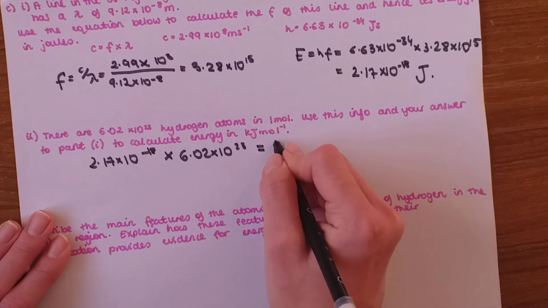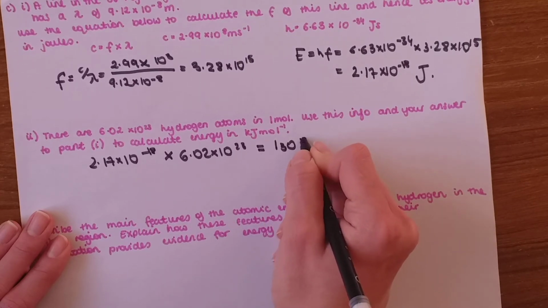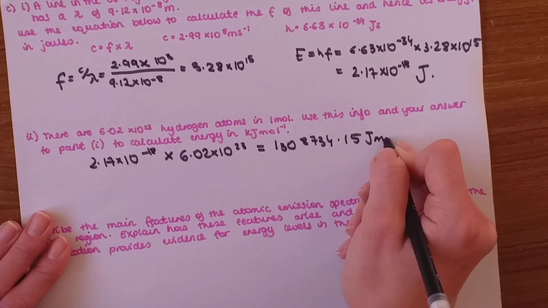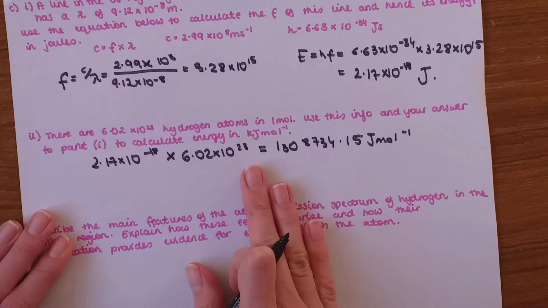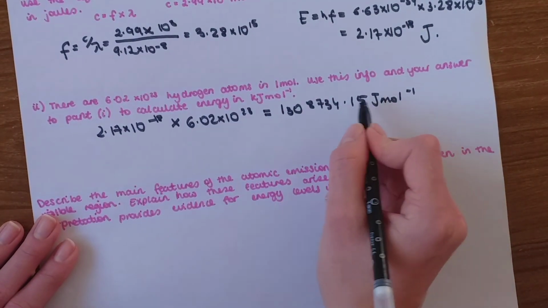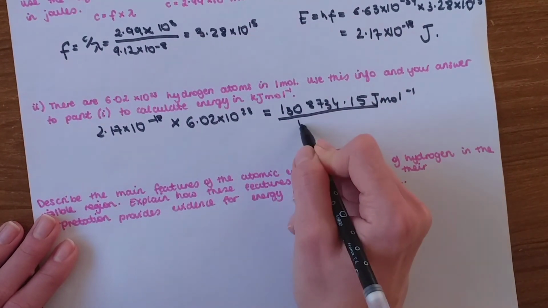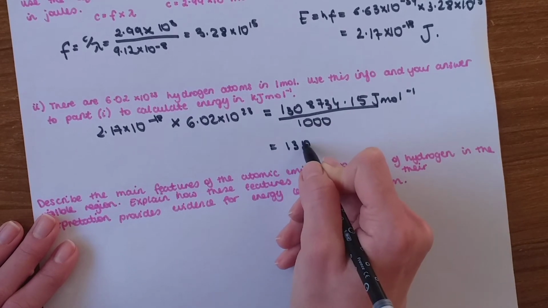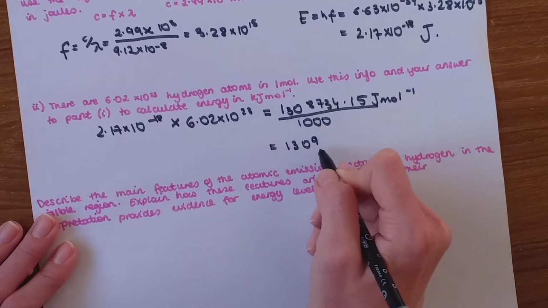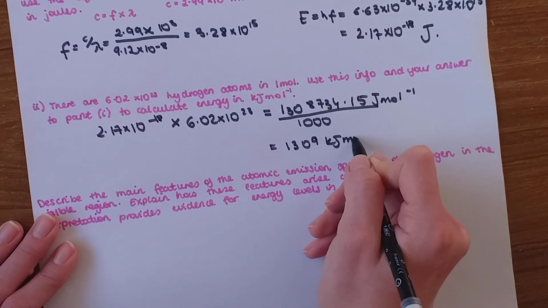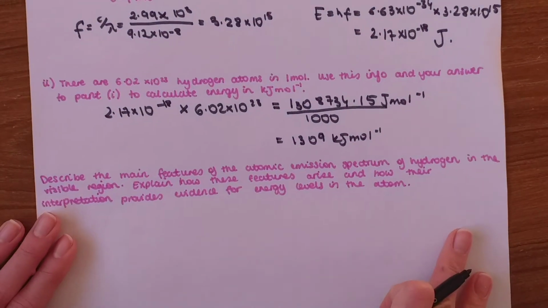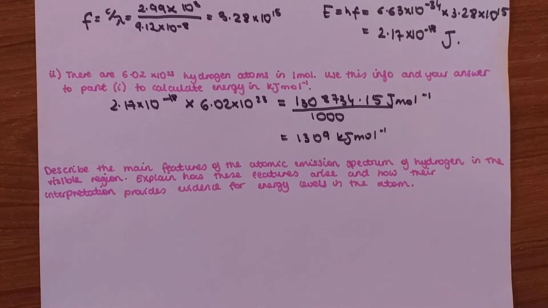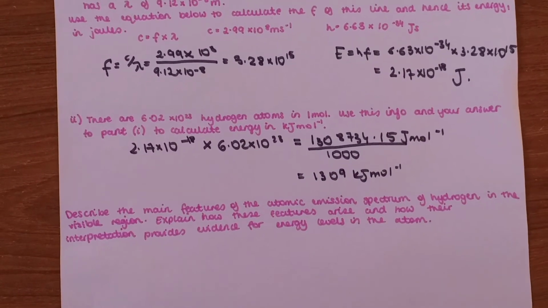And this gives us 1308734.15 joules mole minus 1. Now we want this in kilojoules, so we divide by 1000, and this gives us 1309 rounded kilojoules mole minus 1. This I also show you on my blog, so visit there if you need help.